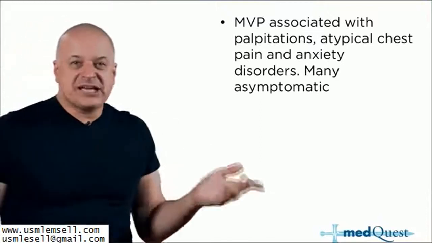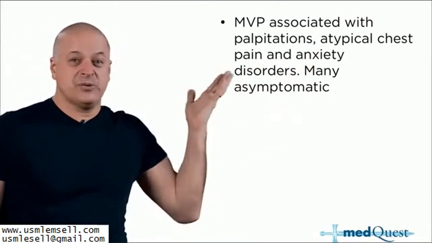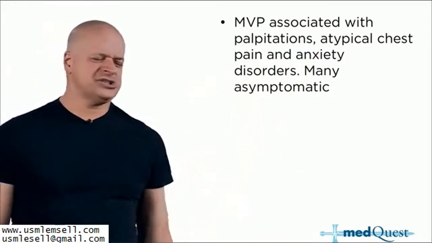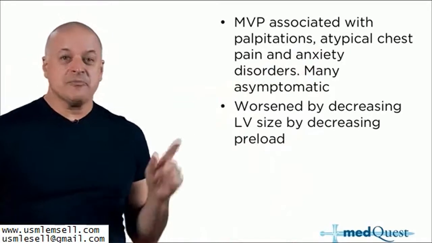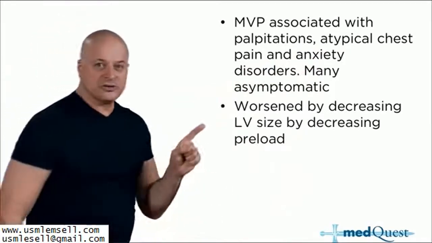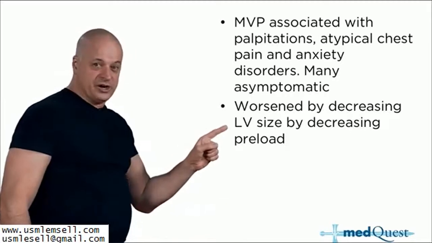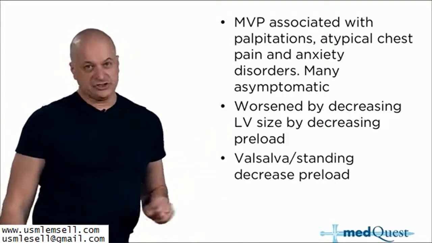Now, palpitations, atypical pain. Remember, typical is on exertion. Atypical just means anywhere. Why has it been associated with anxiety? It's not even clear. It's just a testable association. And most of them are, in fact, asymptomatic. The smaller the heart, the worse it is. The bigger the heart, the better it is.